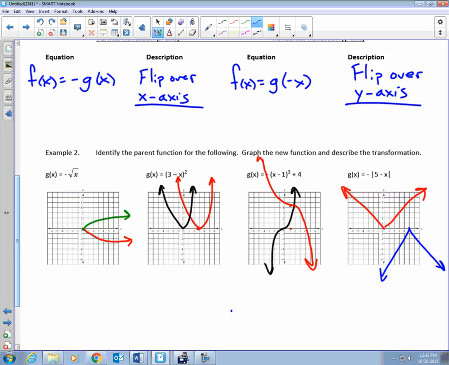The only time I would want you to really look at a horizontal reflection when it's on the inside is when we have a square root function, and we will talk about that. So, all right, I'm going to pause, and we're going to look at a worksheet.